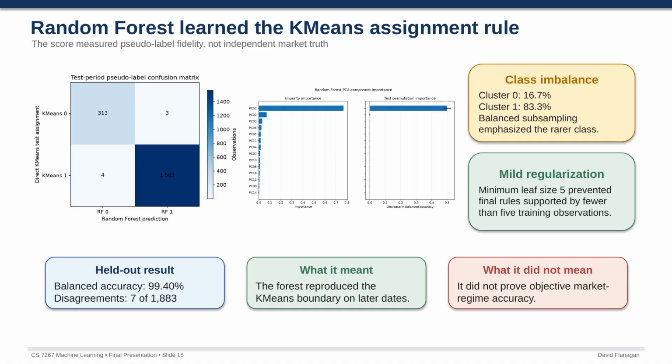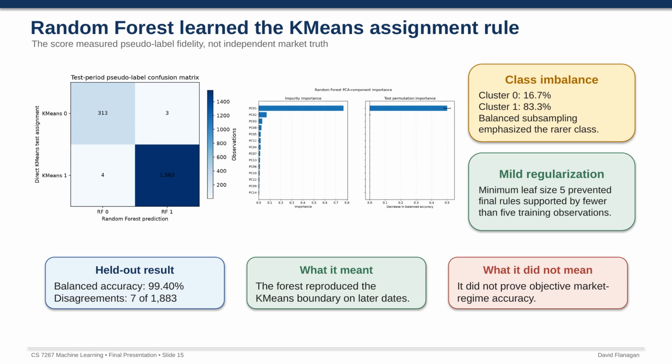Random Forest used the retained PCA components to reproduce the K-means labels. The groups were uneven. About 16% of the dates were stress-like, and 83% were routine. Balanced subsampling made the rarer stress-like group count more during training. A minimum leaf size of 5 meant that the decision tree could not create a final rule from fewer than 5 training examples. This reduced memorization of small accidents in the data.